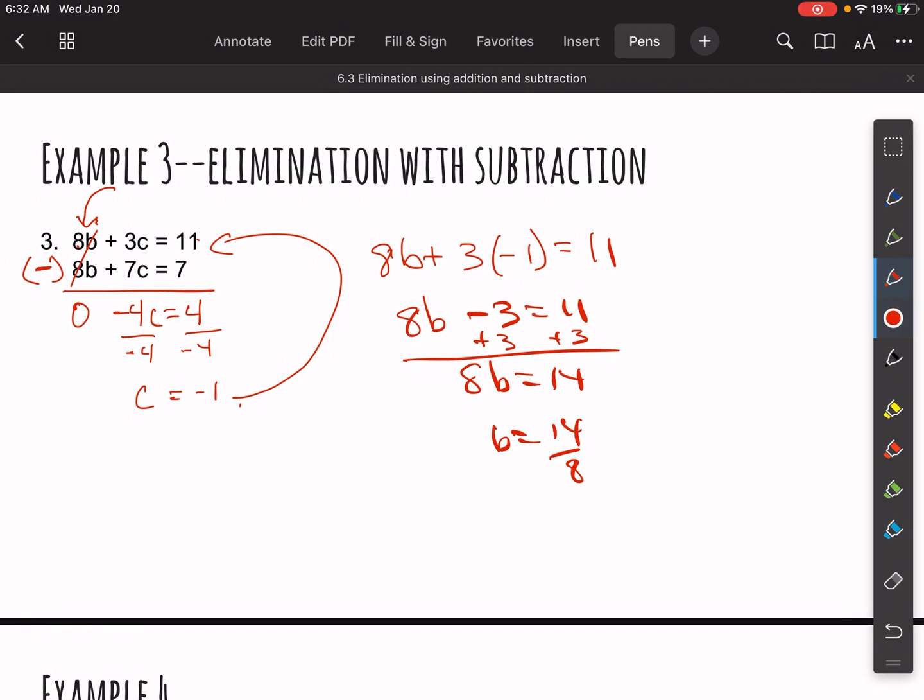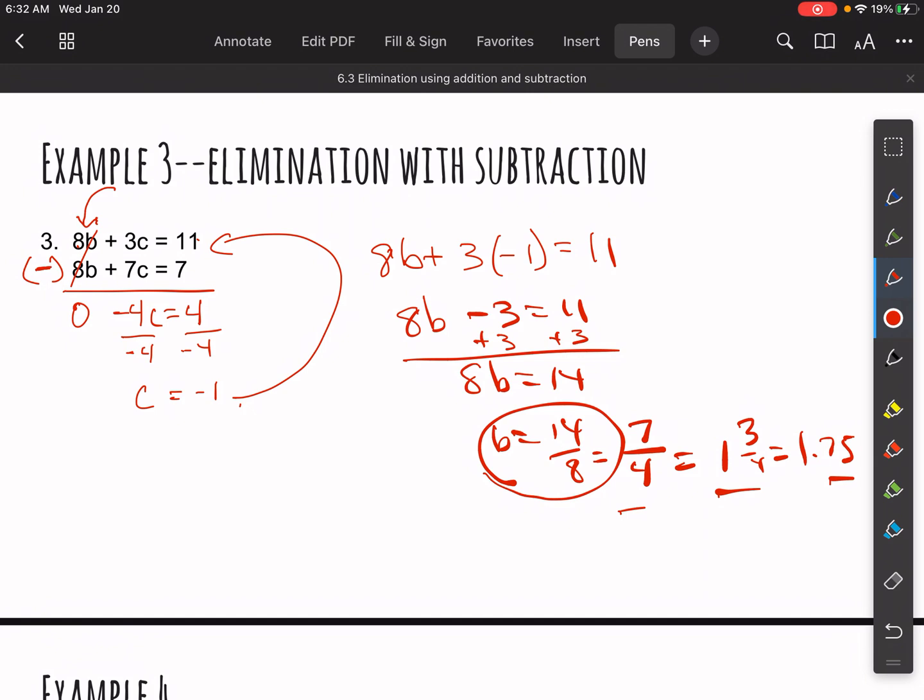Okay, so for this one, all of a sudden, we've been dealing with a bunch of whole numbers, and this one we have a fraction. If I reduce this fraction by dividing both the numerator and denominator by 2, then I would get 7 over 4, which is equal to 1 3/4, which is also equal to 1.75. So if you get any of those answers, you're okay.